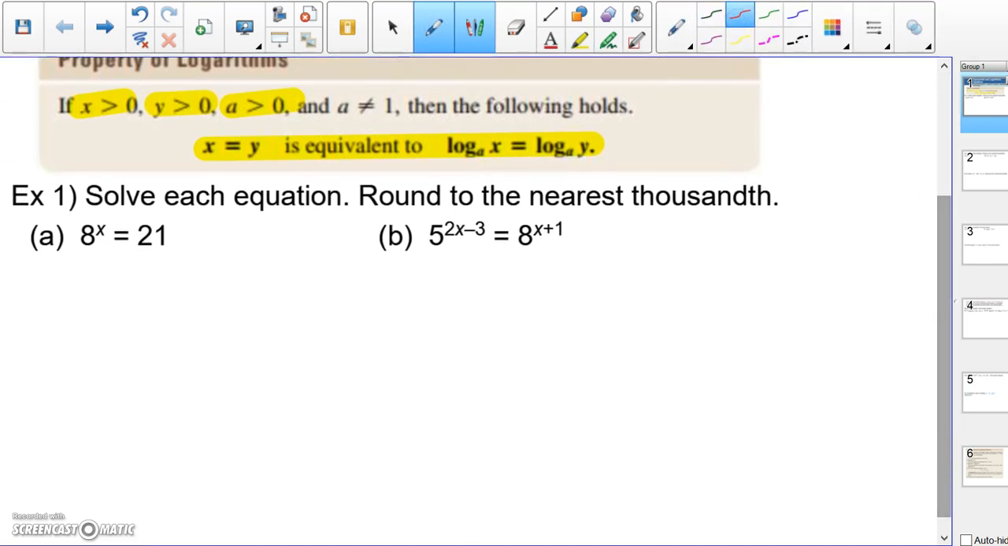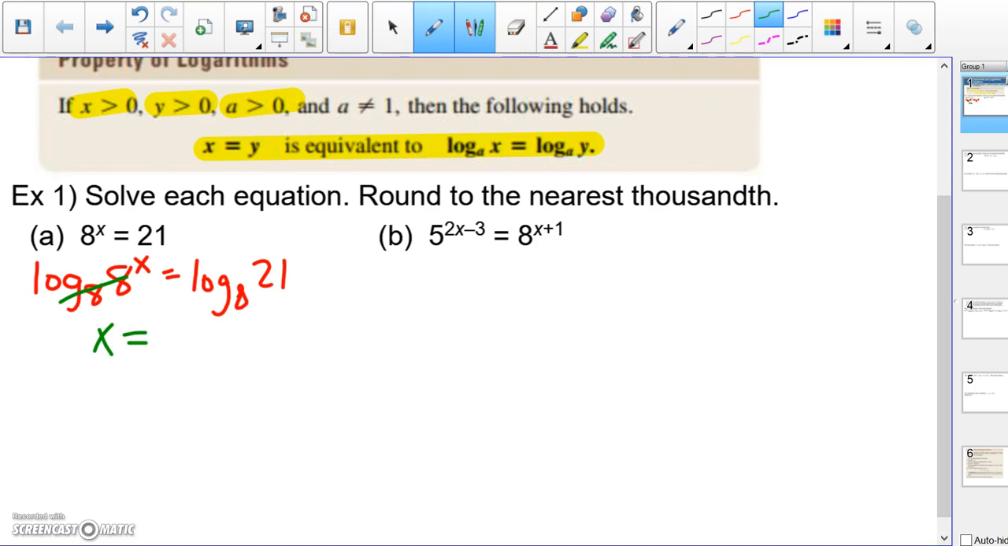Example 1, solve each equation, round to the nearest thousandth. In general, when you see this problem like 1a and it says a base 8, we're going to do a log base 8 on both sides. So a log base 8 is going to cancel out an exponential base 8. And so we do a log base 8 of both sides. So log base 8 of 8 to the x, most of that's going to cancel out because they're inverse operations and just give me x equals.